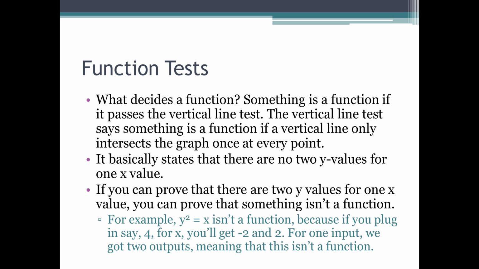What decides a function? Something is a function if it passes the vertical line test. The vertical line test states that something is a function if a vertical line only intersects the graph once at every point. It basically states there are no two y values for one x value. If you can prove that there are two y values for one x value, you can prove that something isn't a function. For example, y squared equals x isn't a function, because if you plug in, say, 4 for x, you will get negative 2 and 2 for y. For one input, we got two outputs, meaning that this isn't a function.